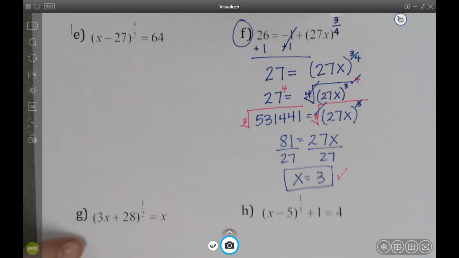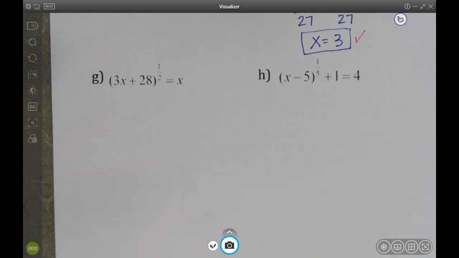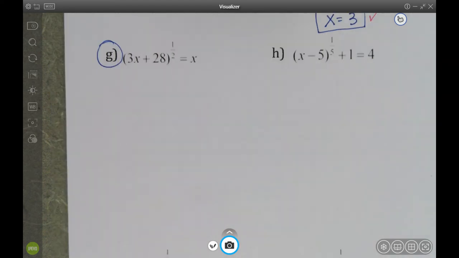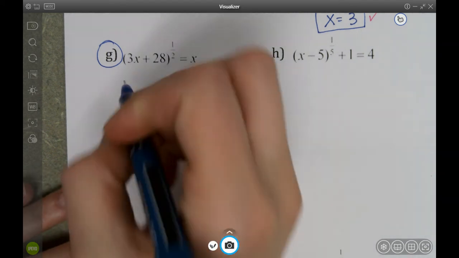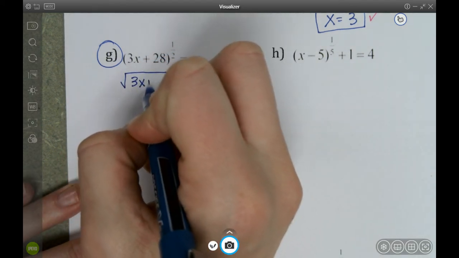Okay, one last one. Do part G without me. It's easier. Well, that's easy for you to say. I got it. Did I do the first line?